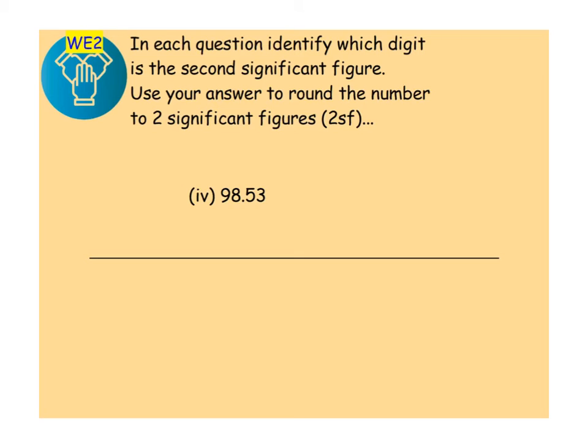Part 4, pause the video, have a go. Okay, so here's the first significant figure, the 9. So the second significant figure is the 8. So that means I need a number line that looks like this. Halfway between those is 98.5. And 98.53 is very slightly bigger than that. So 98.5 is here. 98.53, very slightly bigger. But that makes it closer to 99. So it's two significant figures, 99.